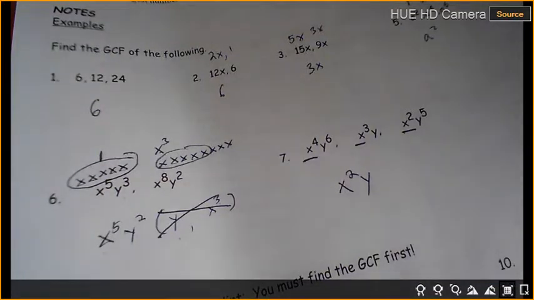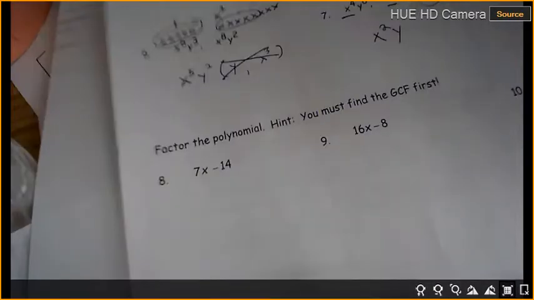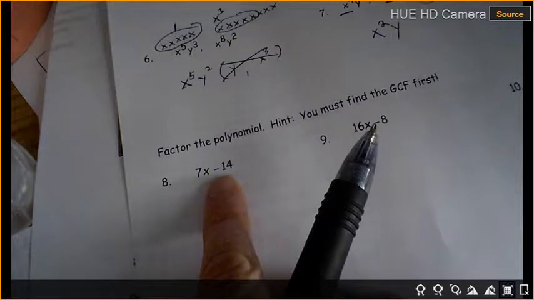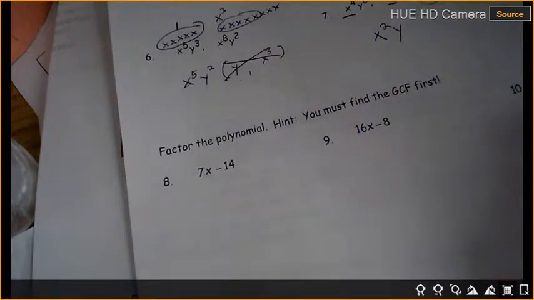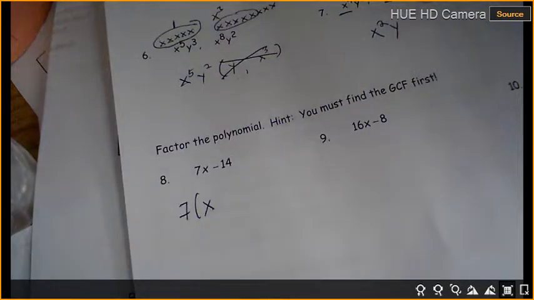Okay, let's look at factoring a polynomial now instead of monomials. Monomials are just single ones. There's nothing being added or subtracted. These are polynomials. See how they have a subtraction sign in between them, or an addition sign? What can I take out of 7x and 14? 7. So if I take out a 7, I'm left with x. 7 times what gives me negative 14? Negative 2, right?